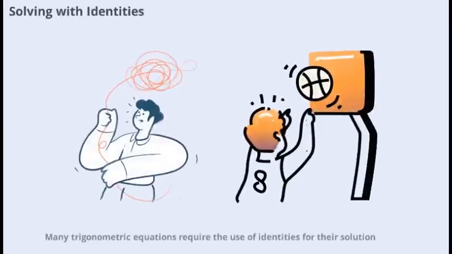Many trigonometric equations require the use of identities for their solution. For example, to solve sin² theta plus (1 plus cos theta)² equals 2(1 plus cos theta), you expand and simplify using the basic identities. This process often reveals hidden relationships and makes complex equations much more manageable.